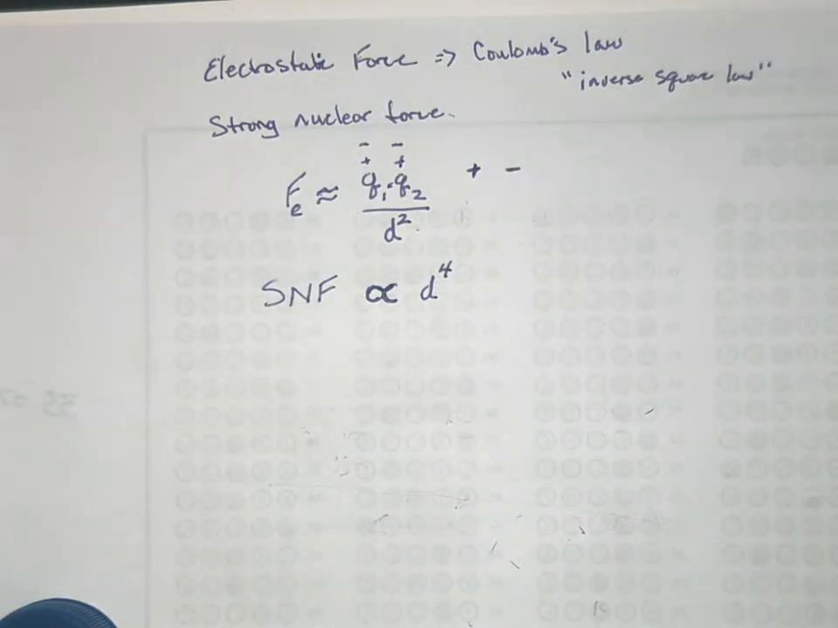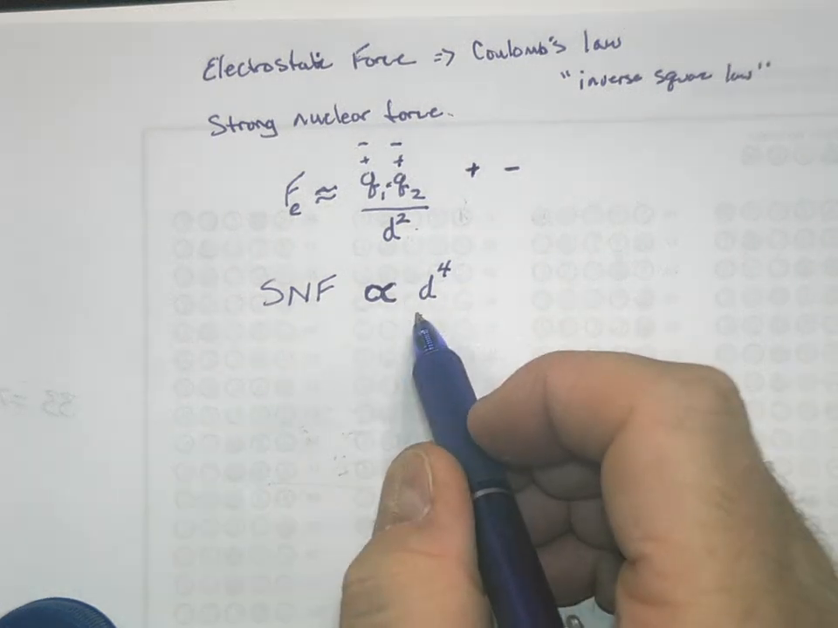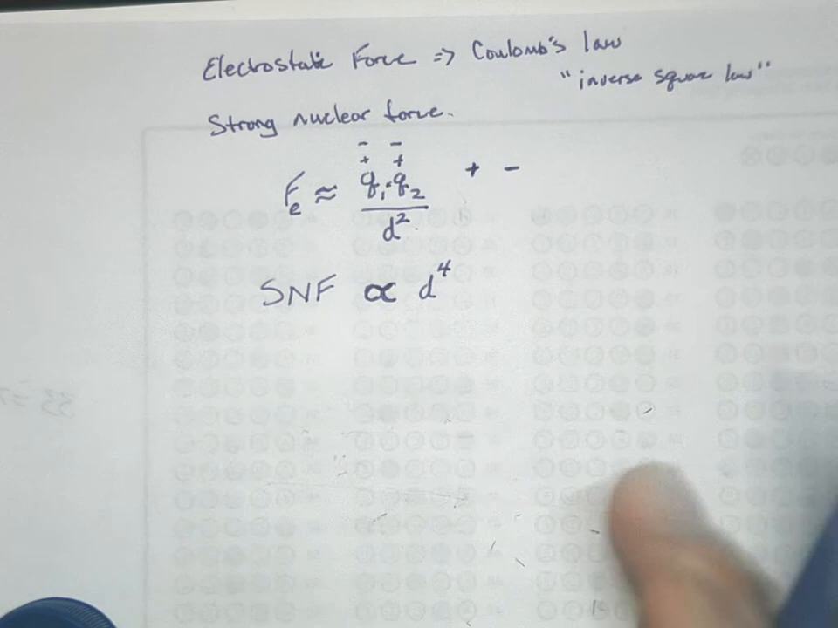What is that sign? Proportional. Take an O and a C and crown them together, and that means proportional. I believe it is 1 over d to the fourth? Yes, it's 1 over d to the fourth.